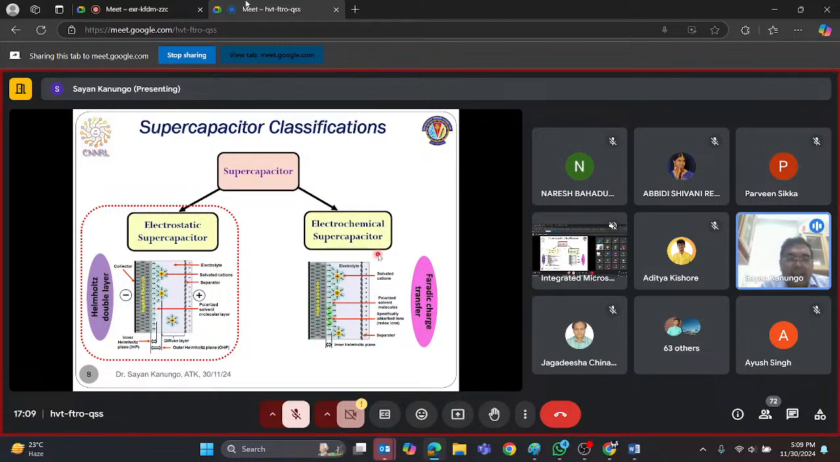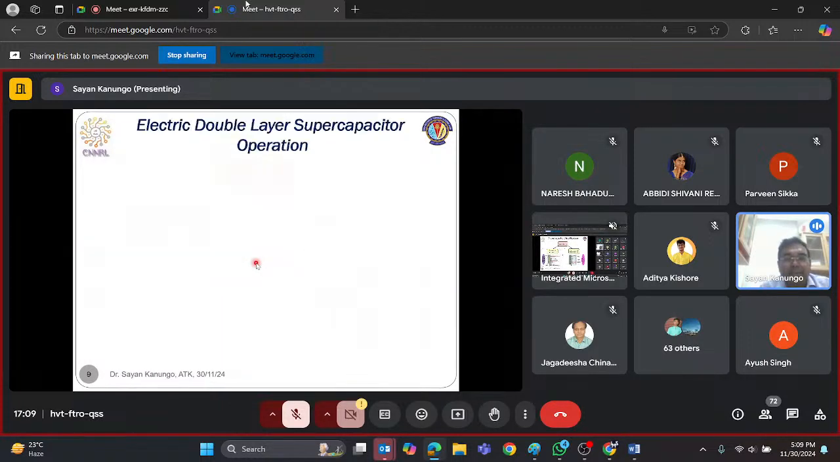However, as indicated in this particular discussion, we will be focusing on the electrostatic supercapacitor. This electrostatic supercapacitor is also known as the electric double layer supercapacitor. Let us briefly view the operation of this supercapacitor. Just like a simple battery, or for that matter, just like a simple capacitor, the supercapacitor can be perceived in its charge state and discharge state.